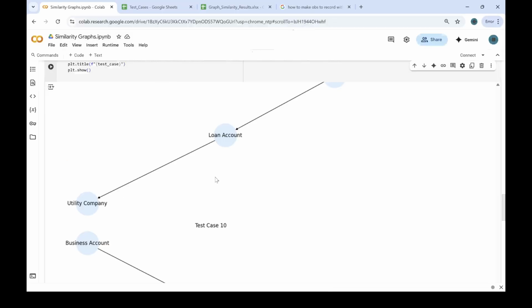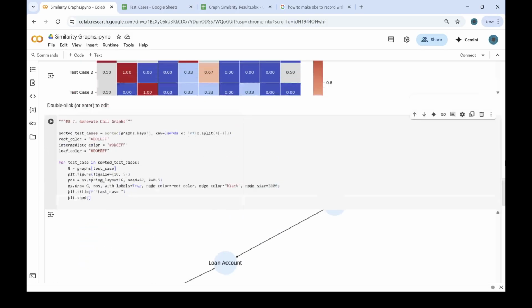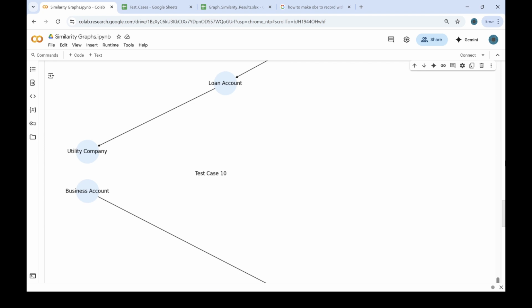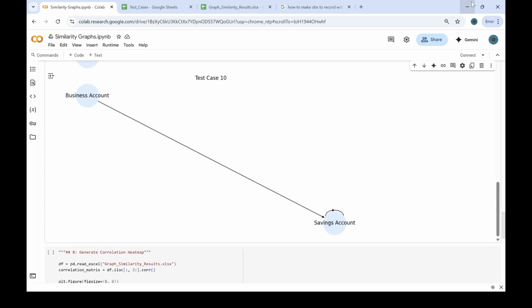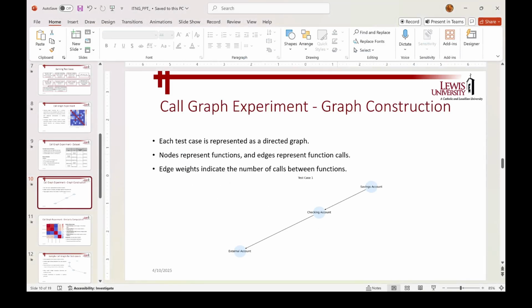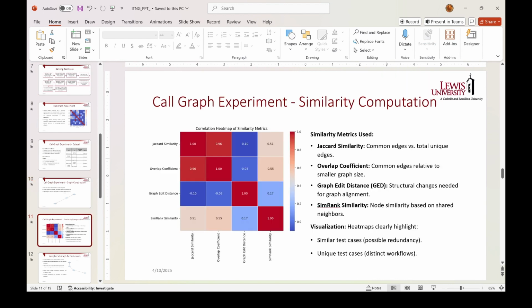Yeah, this is how we have constructed the test case graphs, call graphs. And coming to call graph similarity computation, we used four different similarity metrics.